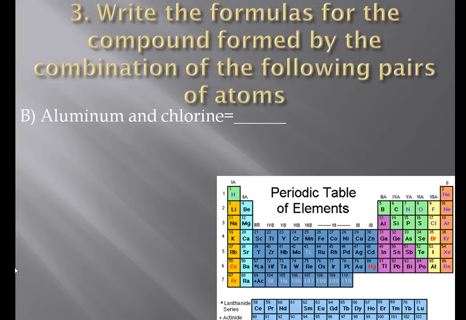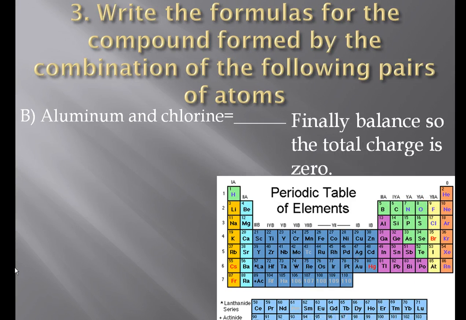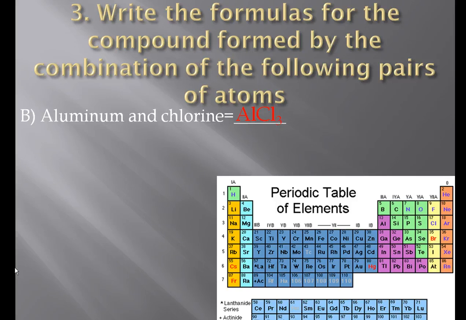Okay, so now we're going to write the formula for the compound formed by the combination of the following pairs of atoms. So I have aluminum and chlorine. First we can find the charge of aluminum, which is 3 plus, and we find the charge of Cl, which is 1 minus. Now we balance it out and see that there's 3 plus charge for aluminum, 1 minus for chlorine, so we need 1 aluminum and 3 chlorines, which gives us the formula AlCl3.